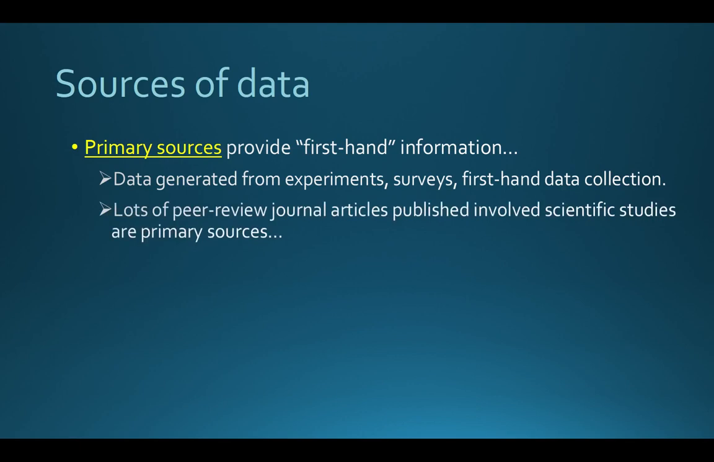Now, lots of peer-reviewed journal articles, these are the kinds of things that your professors are writing, and they have to publish them, and they're peer-reviewed in the sense that other people are going to read them, and they're highly critical, and you have to pass muster with the peers in your field that are experts in this area that are reading your paper. So lots of these peer-reviewed journal articles that your professors are publishing involve scientific studies, and that would be primary data. Those would be primary sources of information. Or they're using surveys that they've written, they've delivered, that would be primary data.